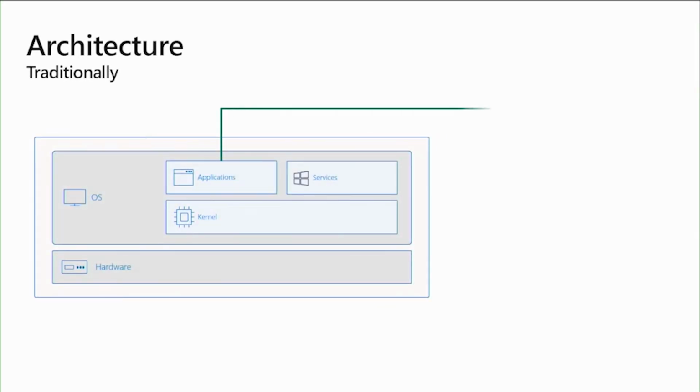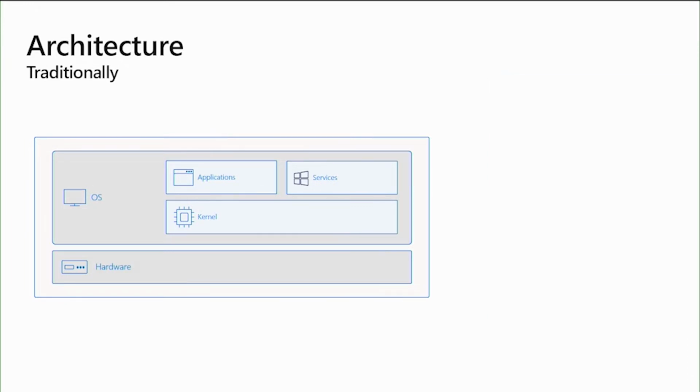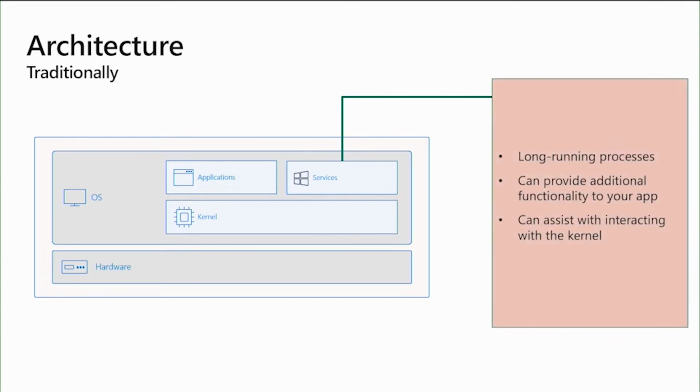So here's our traditional architecture, right? We've got an application, could be written in .NET, could be Win32 or Java. We could have a Windows service. So again, that service can be written in anything. It's just a long running set of processes.